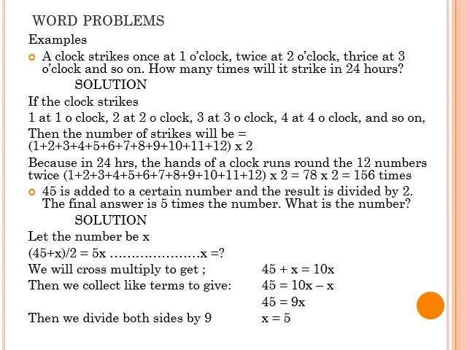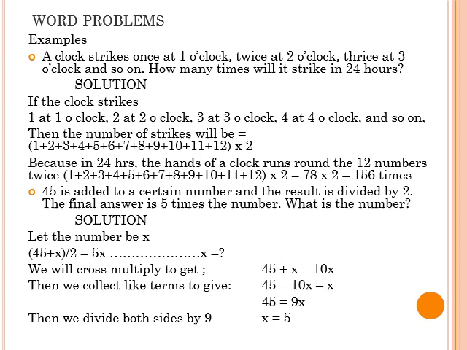Now, if the clock strikes once at 1 o'clock, twice at 2 o'clock, 3 times at 3 o'clock, 4 times at 4 o'clock, that means it strikes 5 times at 5 o'clock, 6 times at 6 o'clock, 7 times at 7 o'clock, 8 times at 8 o'clock, 9 times at 9 o'clock, and on till 12 o'clock. That means the number of strikes in 24 hours will be 1 plus 2 plus 3 plus 4 plus 5 plus 6 plus 7 plus 8 plus 9 plus 10 plus 11 plus 12, all times 2.